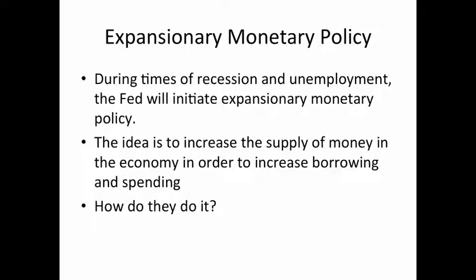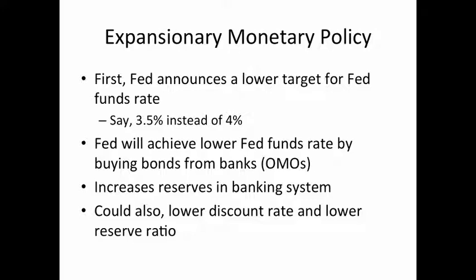So they want to increase the supply of money in the economy. And how do they do that? Well, that's what we've been talking about with these open market operations. So first of all, the Fed may make an announcement that they're going to lower the target rate for federal funds to, say, 3.5% rather than 4%.